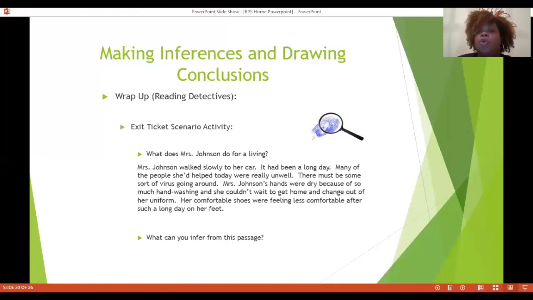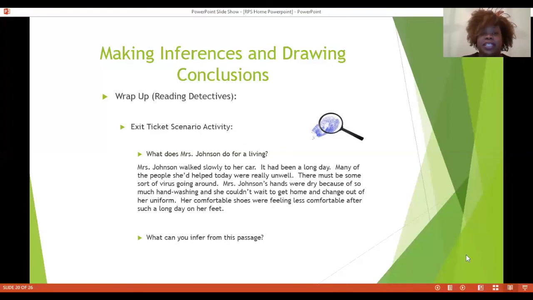So let's think. One, she's in a uniform. Two, she works with people that are unwell. Three, she is washing her hands so much that her hands are dry. So let's think about our own experiences. Right now, we're in this experience with a global pandemic of COVID-19. And what's the one thing they continue for us to do? Wash our hands, wash our hands. So if Miss Johnson is someone who is working with people who are sick, and she's constantly having to wash her hands, and she's wearing comfortable shoes and a uniform, my inference from my experiences in the text is Miss Johnson is a nurse. Hopefully you got that too.